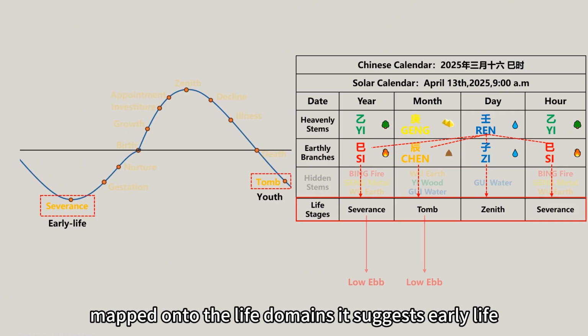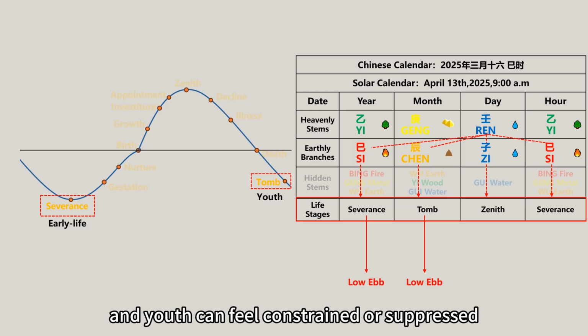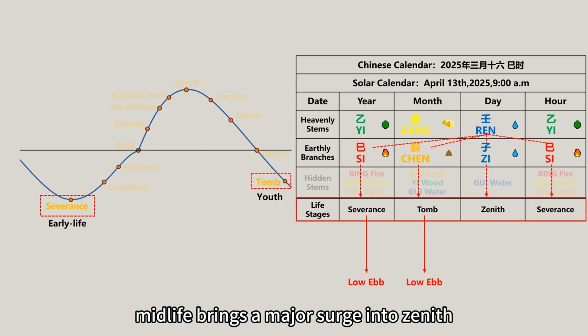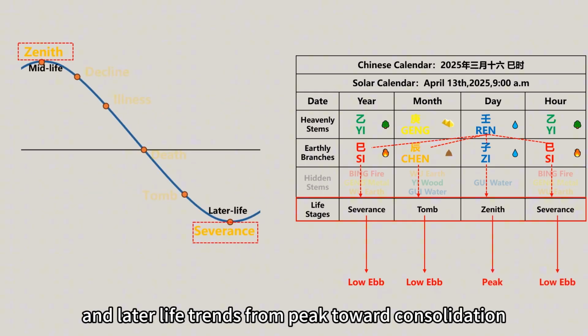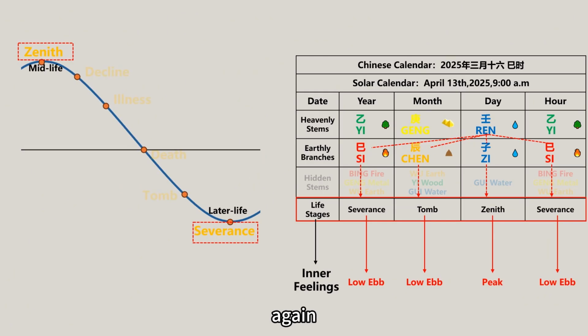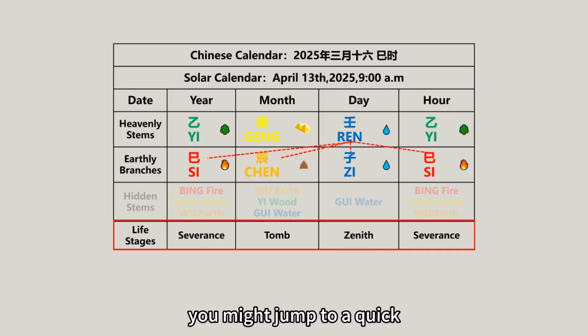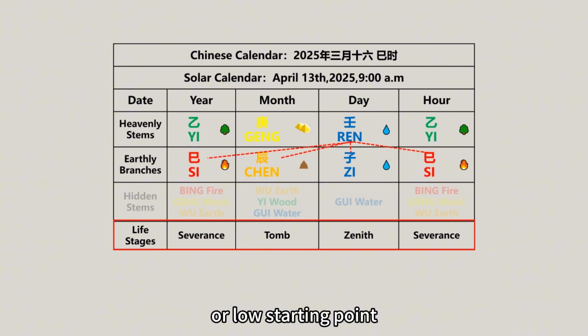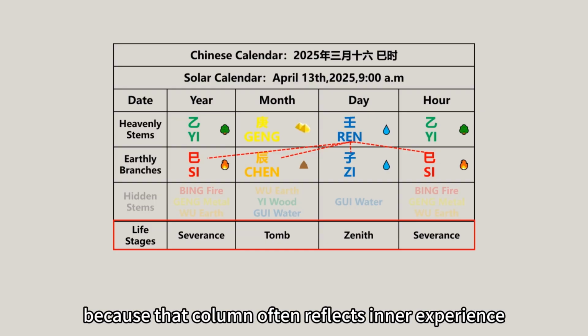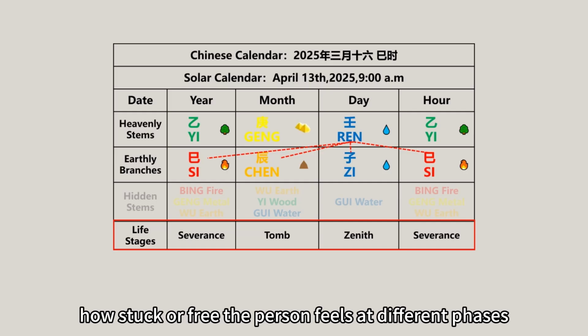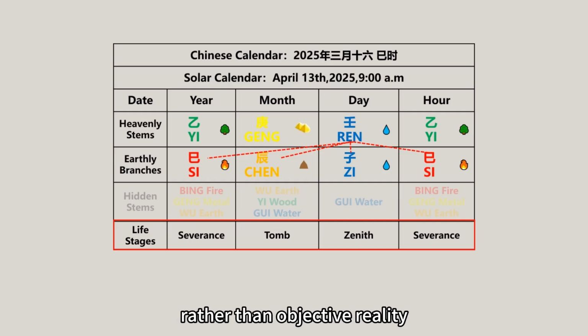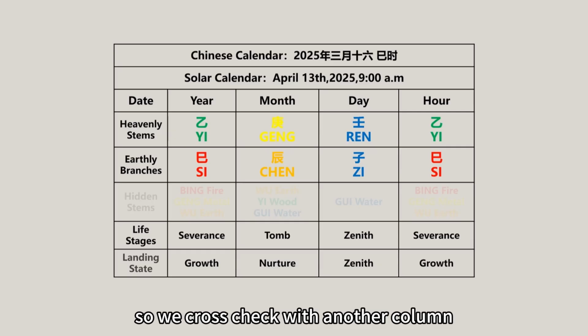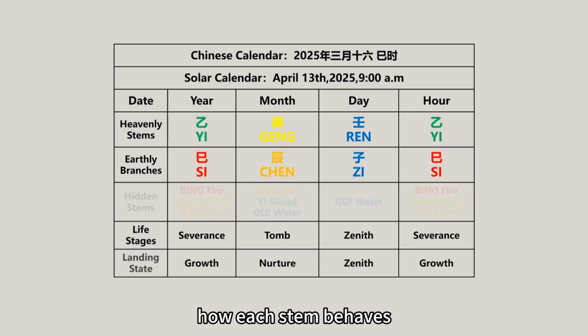Mapped onto the life domains, it suggests early life and youth can feel constrained or suppressed. Midlife brings a major surge into Zenith, and later life trends from peak toward consolidation again. If you only look at the life stages column, you might jump to a quick conclusion. Was this person born with a rough background or low starting point? Not necessarily, because that column often reflects inner experience, how stuck or free the person feels at different phases rather than objective reality. So we cross-check with another column I'll call the landing state, how each stem behaves in the specific branch environment it sits on.